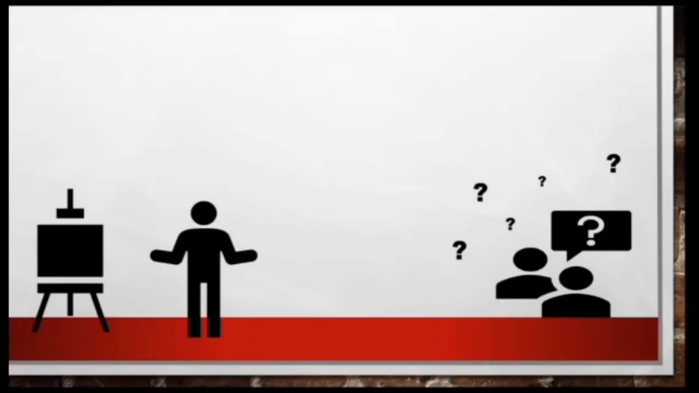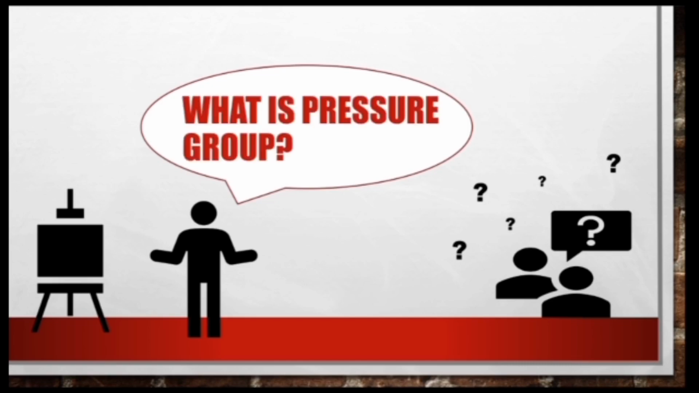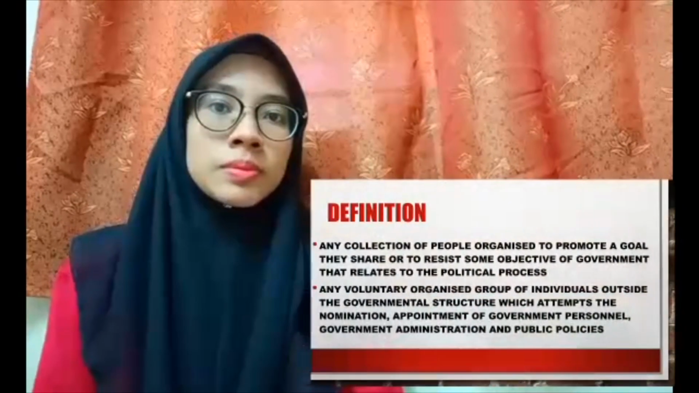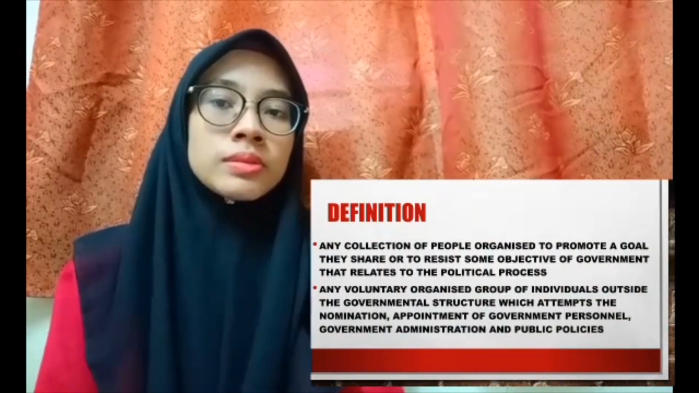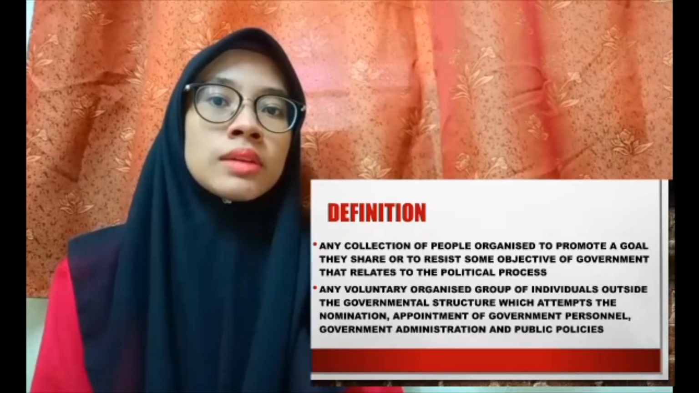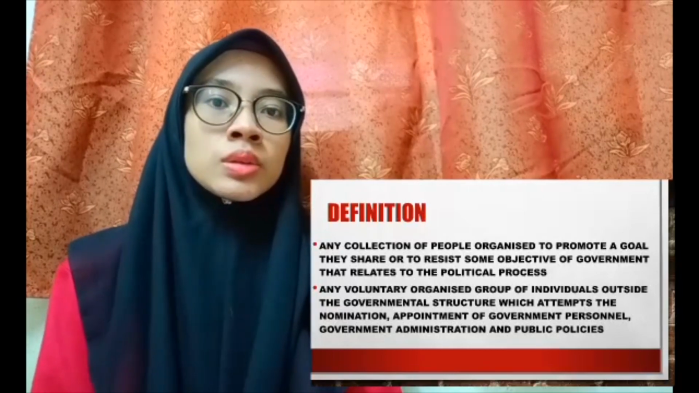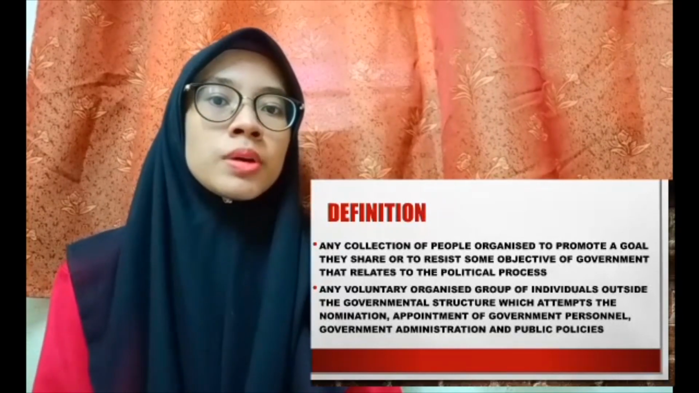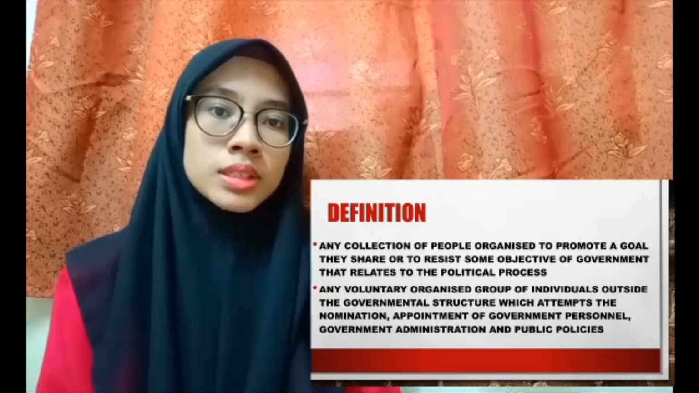Today I'm going to explain about the definition of pressure groups. A pressure group is any collection of people organized to promote a goal. They share or seek to receive some objective of government that relates to the political process. It is also any voluntarily organized group of individuals outside the governmental structure which attempts to influence the nomination and appointment of government personnel, government administration, and public policies.